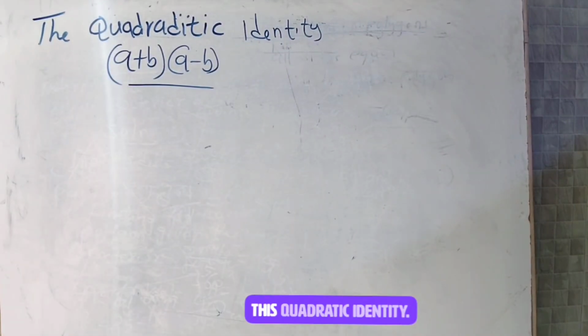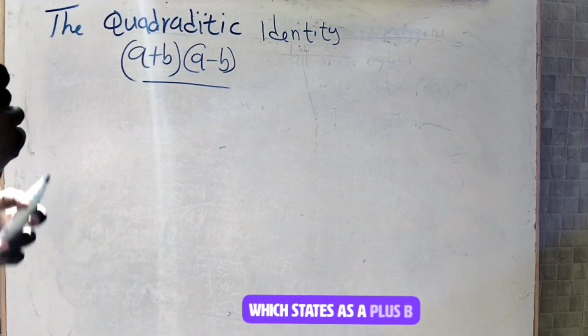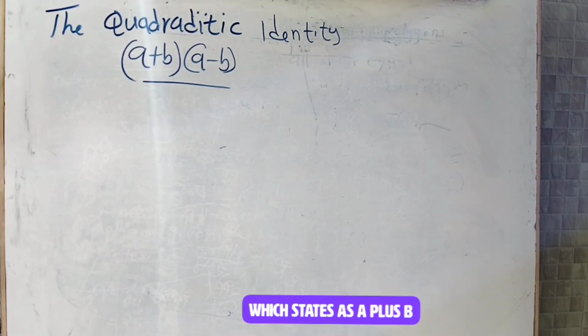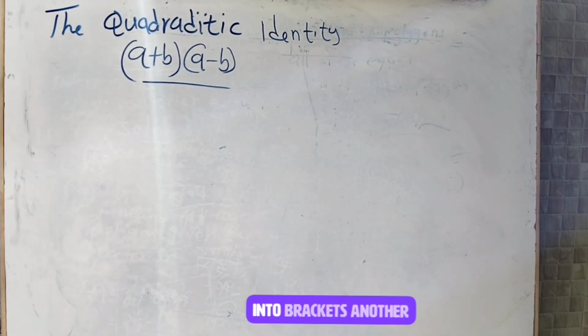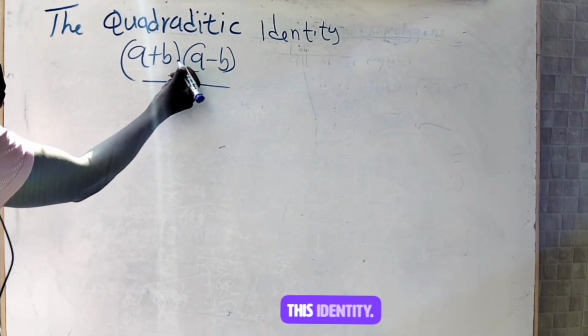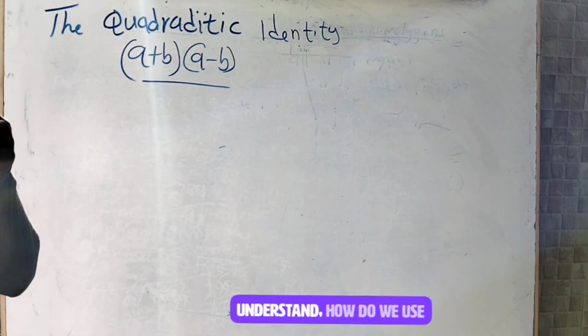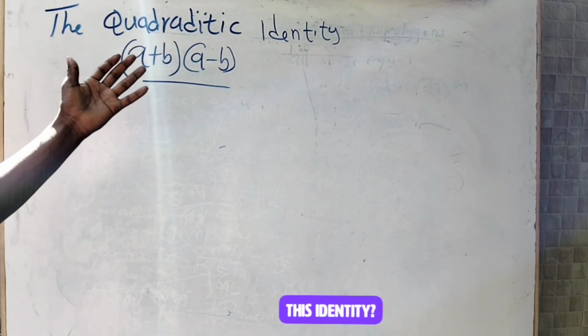Today we want to look at the third quadratic identity, which states a plus b into brackets, another bracket a minus b. We want to understand how we use this identity.